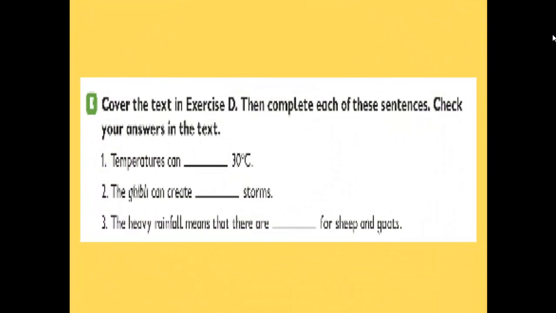Exercise number E. Cover the text in exercise number D. Then complete each of these sentences. Check your answers in the text. Number 1. Temperatures can reach 30 degrees Celsius. Yes, here temperatures can reach 30 degrees Celsius. Number 2. The Ghibli can create storms.